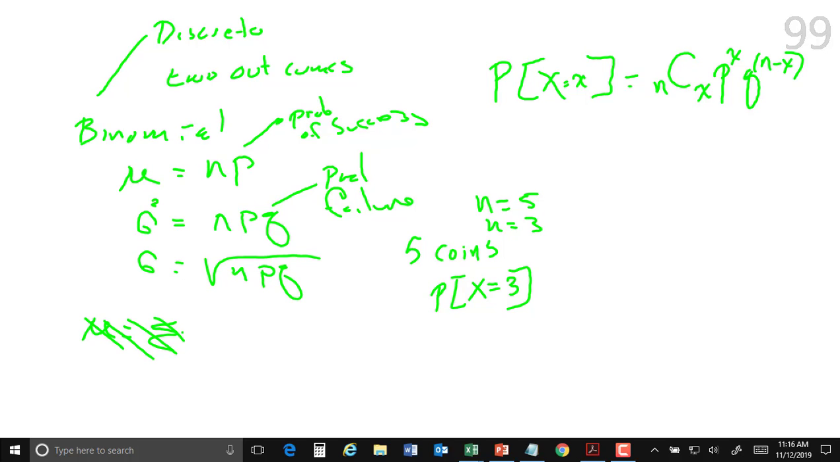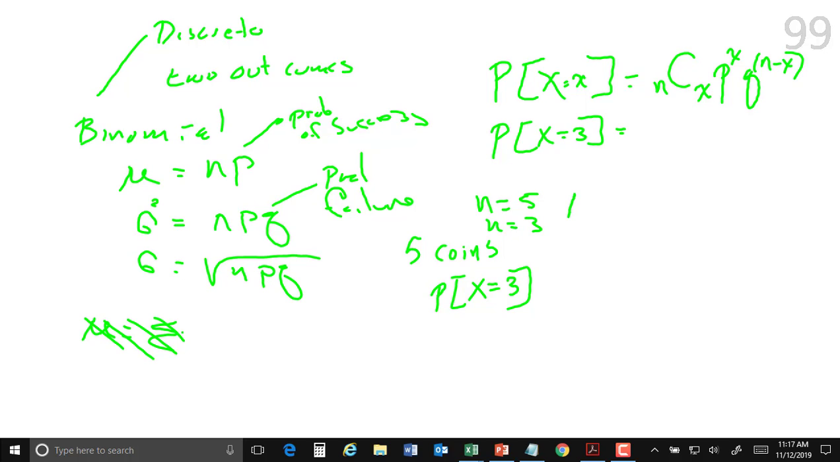What I have here is the probability that the random variable x takes on a value of 3. What's this rule right here? No, this part right here. It's called the combination rule. That means out of 5 tries, what's the chance we get 3? All right, let's see what it is.